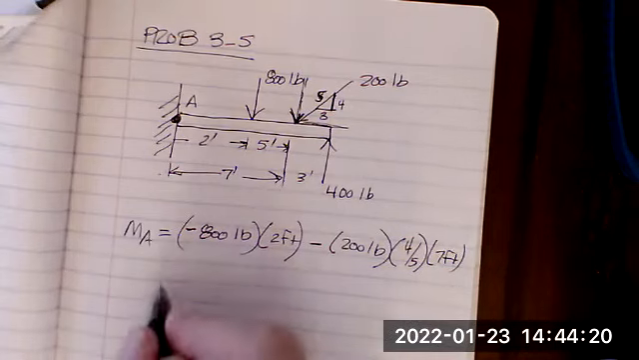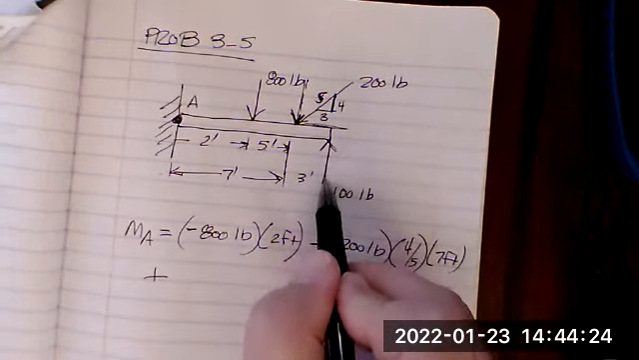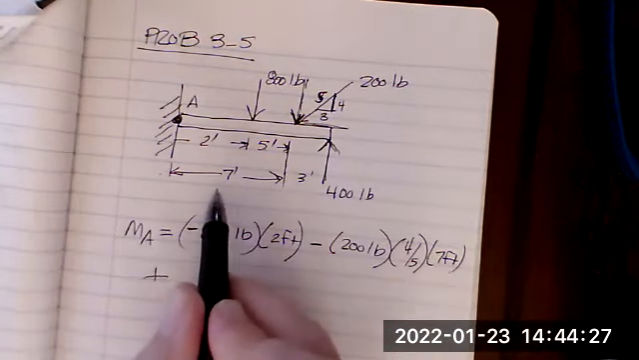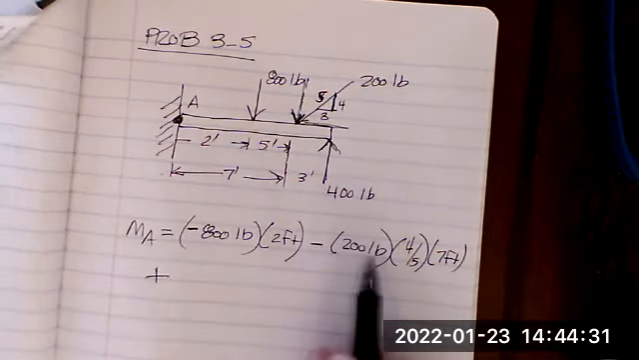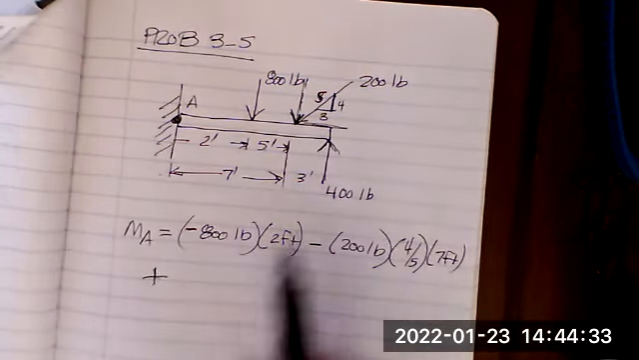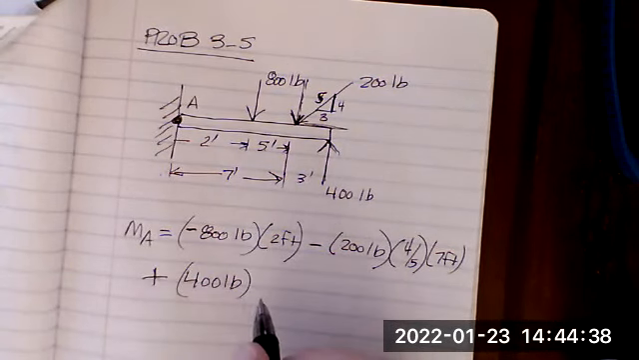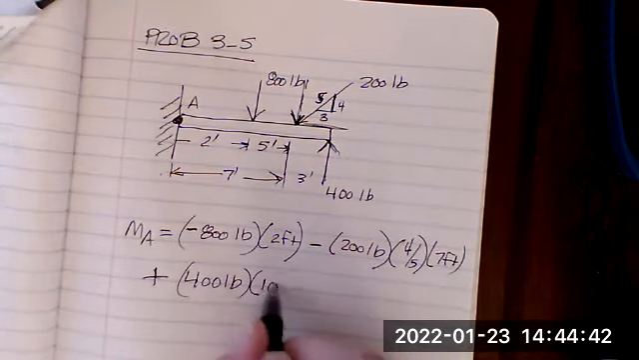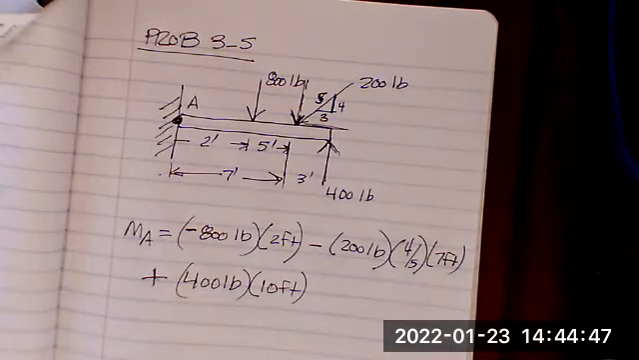7 feet plus, now this 400-pound vector here is causing a counterclockwise moment, so it's positive. So we got a negative and a negative over here, but plus here, and you're going to have 400 pounds, right? Times 10 feet. So make sure I did all that right. Now let's do some math here. Let's add all this up.